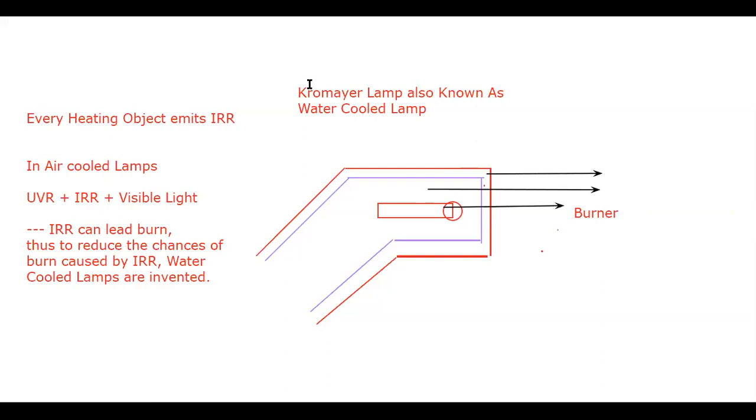Clear? Second one is the space between the burner and water jacket. And third one is your water jacket. Okay, so this is what your chromium lamp looks like.